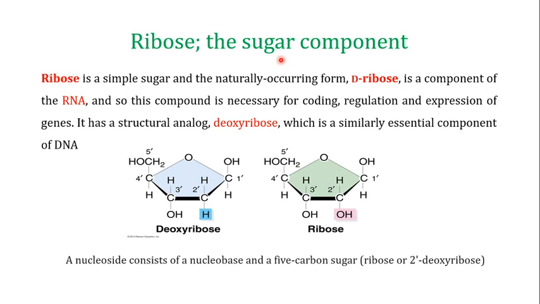The next component of the nucleotide is the sugar component. Now, as I've told you, the sugar component that is present in the nucleic acid is actually ribose or its derivatives.